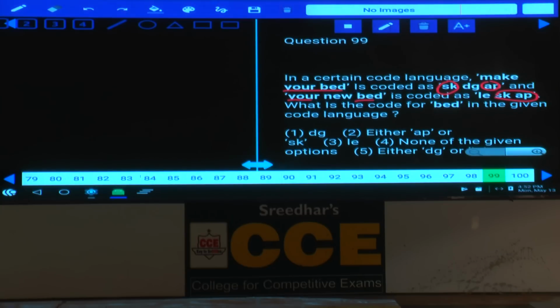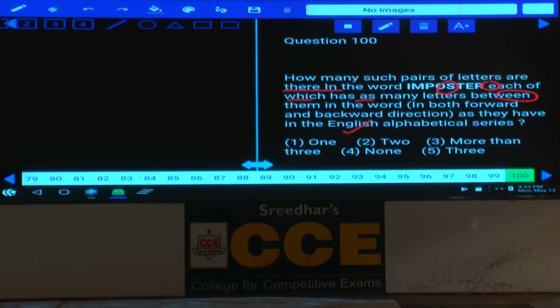And what is the code to this word bed? Bed can be either SK or AP. Two words are repeated and two codes are repeated. Hence either SK or AP, choice 2. 99, choice 2. Then question number 100, imposter.